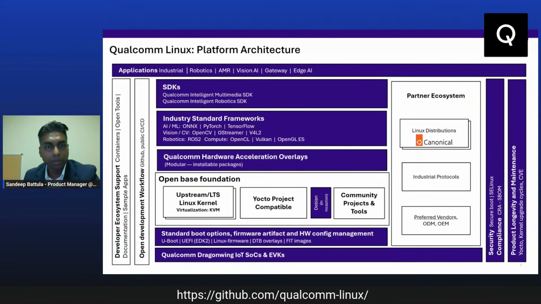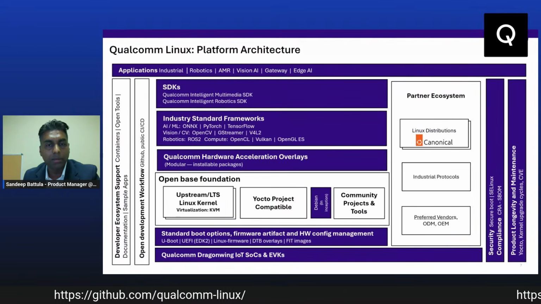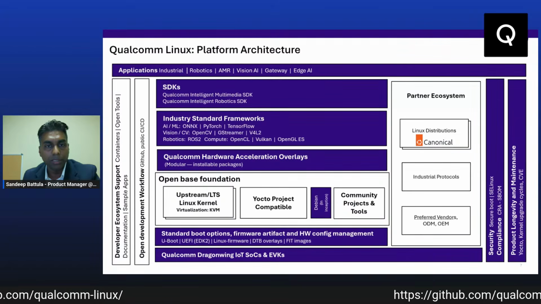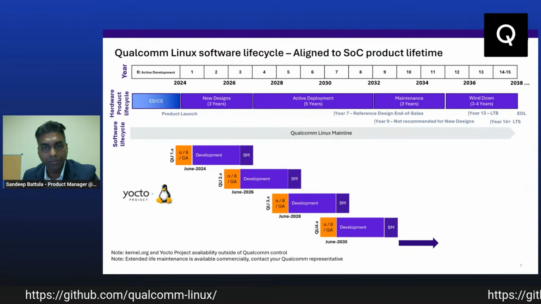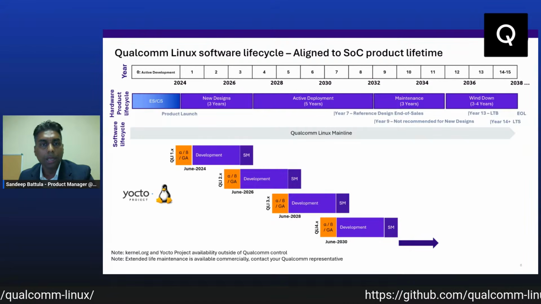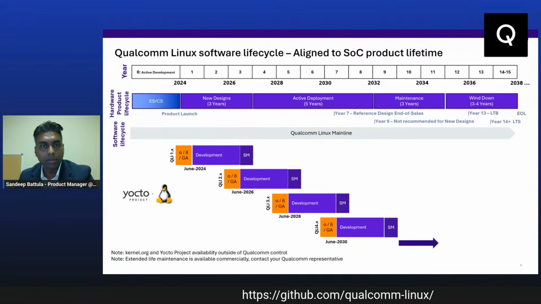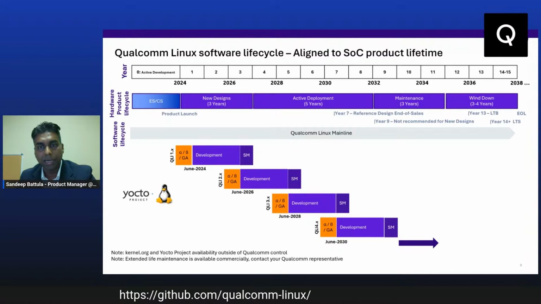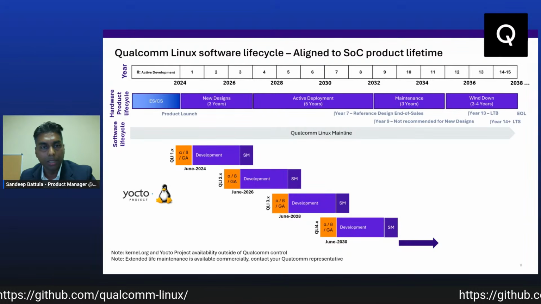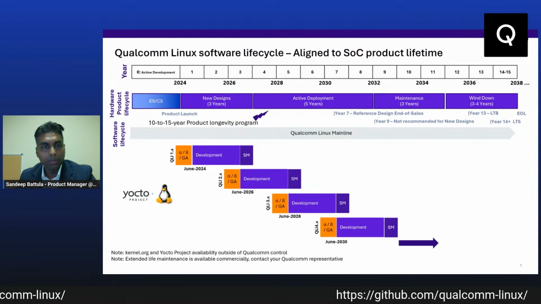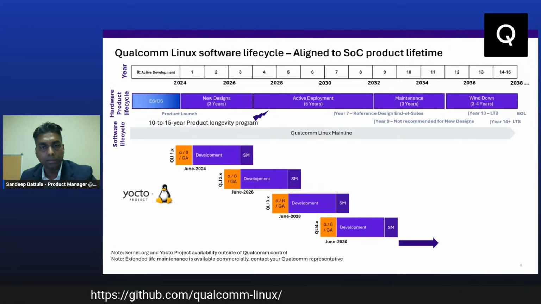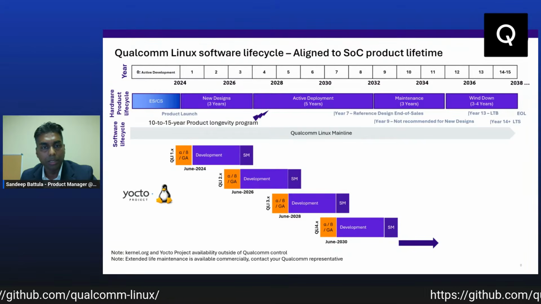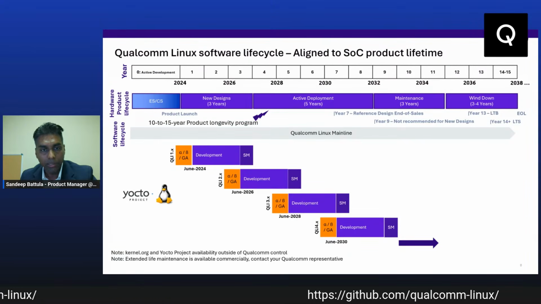And to get your application faster and unlock the full capabilities of our SoC, we provide SDKs: the Qualcomm Intelligent Multimedia SDK and the Qualcomm Intelligent Robotics SDK. Okay, so quickly, on what our software lifecycle plan is, aligned to our SoC product lifetime. So typical product longevity of our SoCs lasts for 10 to 15 years. We have planned to support our Qualcomm Linux software aligned to this product longevity program.